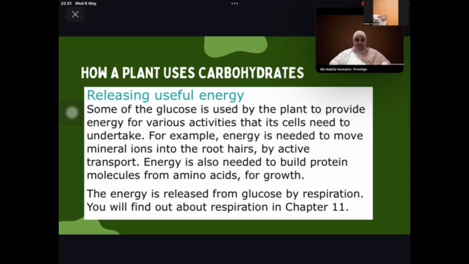Here is how the whole plant uses the carbohydrate. First, plants use the carbohydrate for releasing useful energy, because some of the glucose is used by the plant to provide energy for various activities that a cell needs to undertake. For example, plants use the energy to move mineral ions into the root hair, and then plants need to build protein molecules for plant growth. So those are all the reasons why plants use the glucose that plants make from the photosynthesis process.